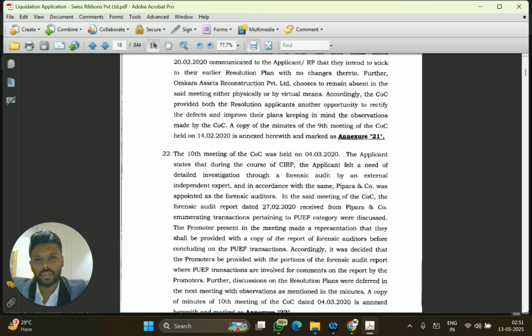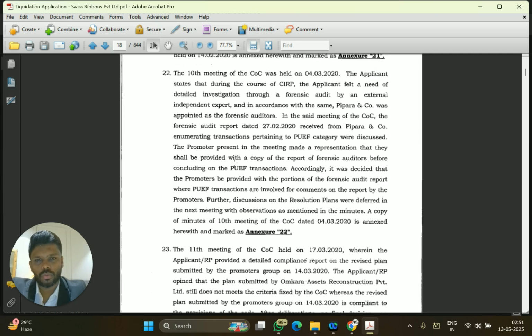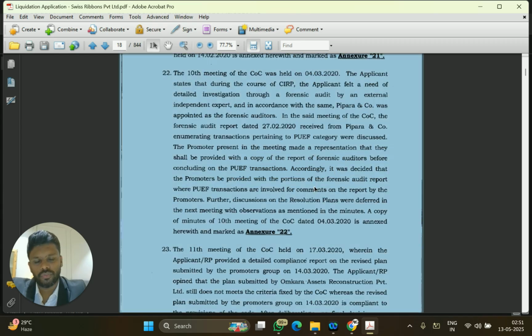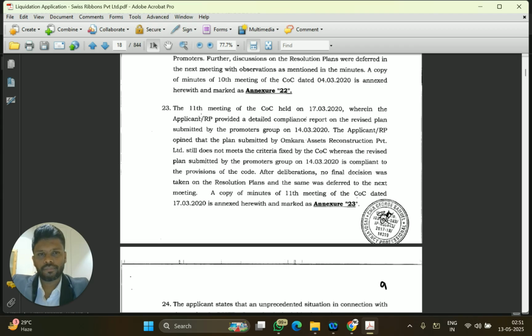Then the next COC meeting was held. The applicant states that during the course of CIRP, the applicant felt a need for a forensic audit and external audit, and therefore a forensic auditor was appointed to understand what are the PUFE transactions. If there are any PUFE transactions identified in respect of any of the applicants, those applicants become ineligible under Section 29A. But the PUFE applications are not only required to be identified, the orders in respect of those applications are required to be passed by the NCLT. So this forensic audit is very relevant during CIRP.